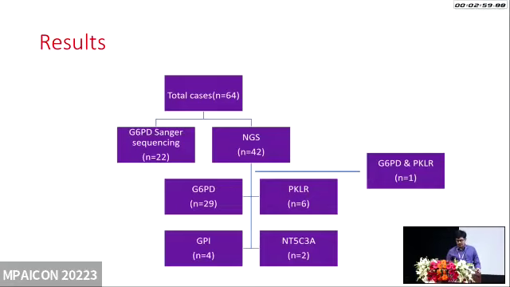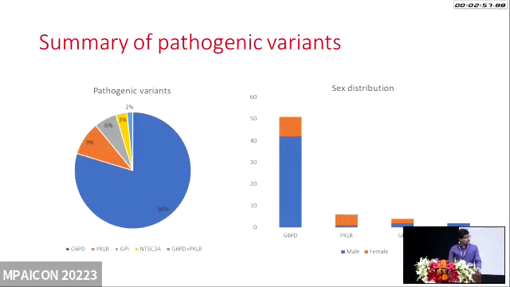This is the summary of pathogenic variants which we have seen, out of which 80% of the cases in our cohort were G6PD deficient, 9% were pyruvate kinase deficient, 6% were GPI deficient, and 3% were pyrimidine 5 nucleotidase deficient, and 2%, which is 1 case, had G6PD and PKLR deficiency. Regarding the sex distribution, we can see here the majority of them are male.